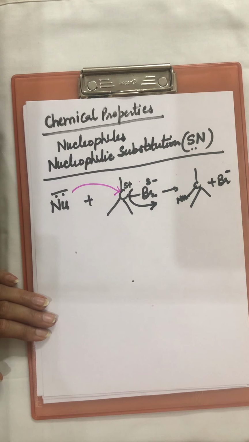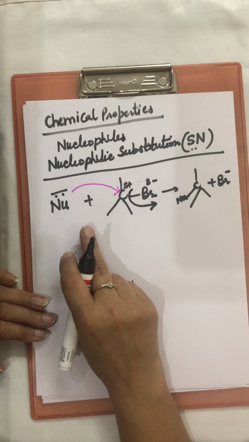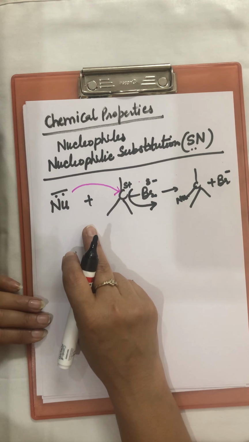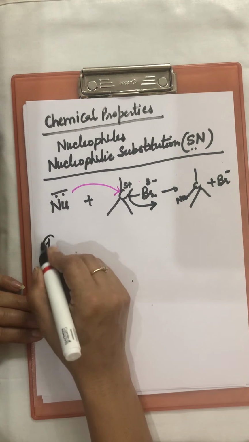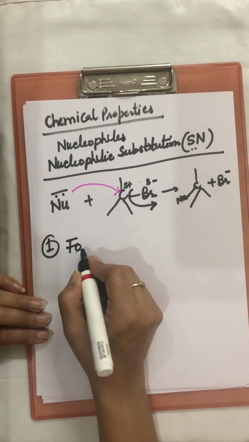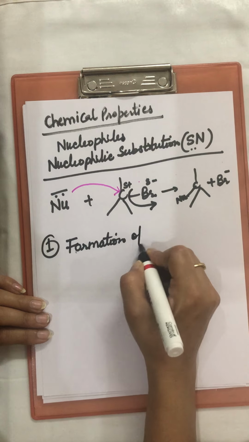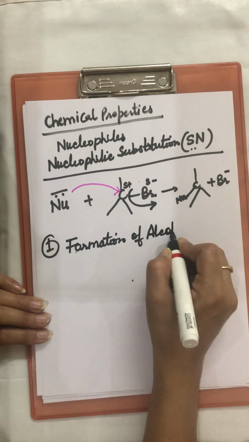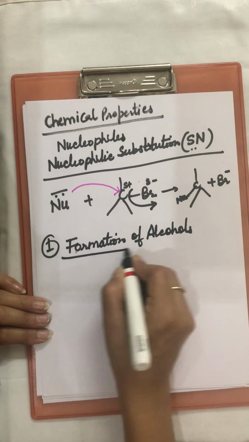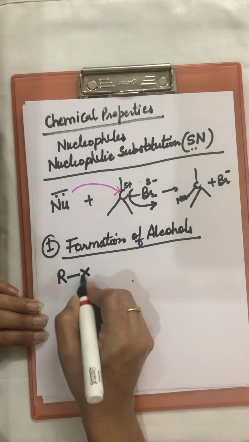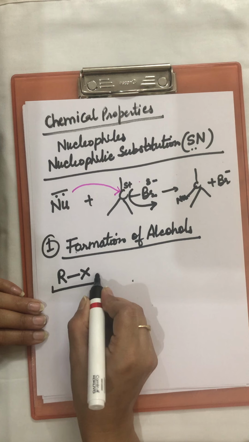Now examples of nucleophilic substitution reactions, actually with these reactions from haloalkanes almost all kind of organic compounds can be prepared. Like first is formation of alcohols. From haloalkanes, alcohols can be prepared. RX is to represent haloalkane.